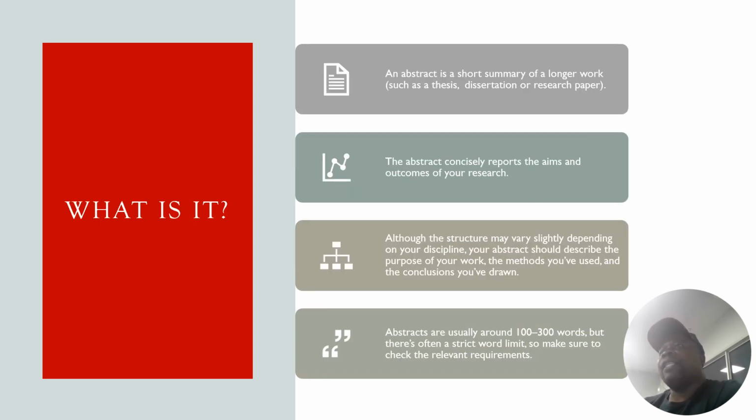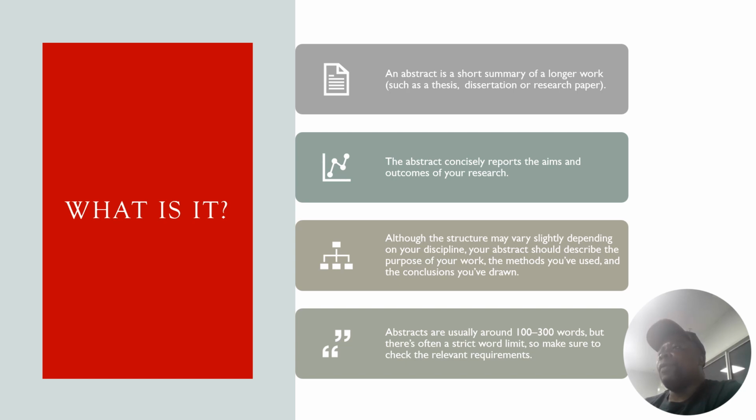The first thing, let's talk about what an abstract is. An abstract is a short summary of your thesis. It is a short summary of your dissertation, a short summary of your research paper, a short summary of your book. That's what we are talking about when we are discussing an abstract. The abstract concisely reports the aim or the aims and outcome of your research. So this is very short. It's actually one of the shortest elements of your thesis.